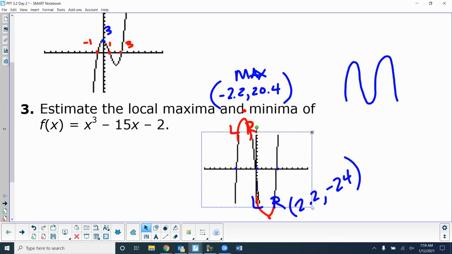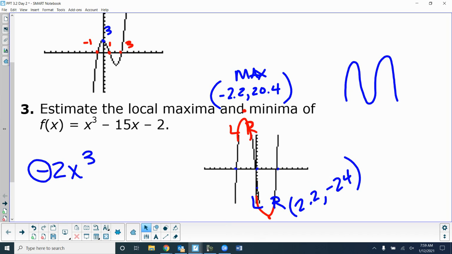Questions on the warm-up? Okay. So we did 2 to 22, right? So number 2, we had a negative 2x cubed was the first term. That's all I got to worry about. Since it's negative, what's the far right do? Down. Since it's odd, what's the far left do? Up. So that's number 2.